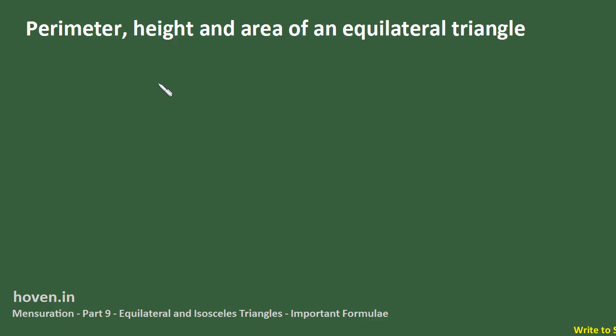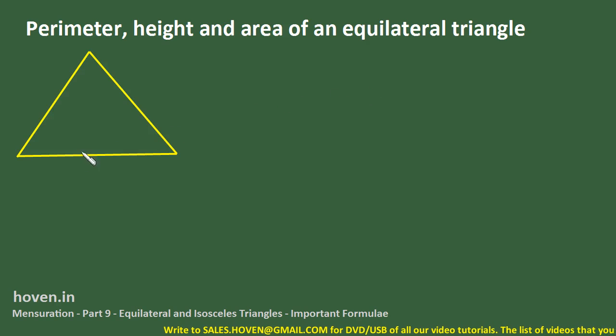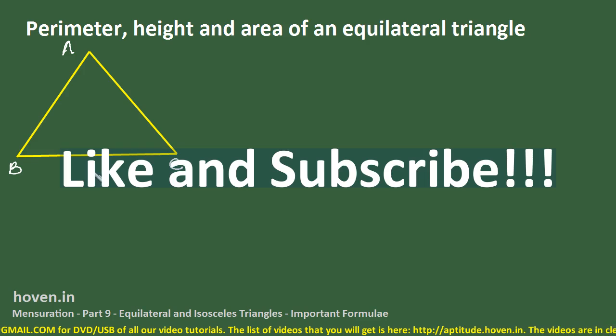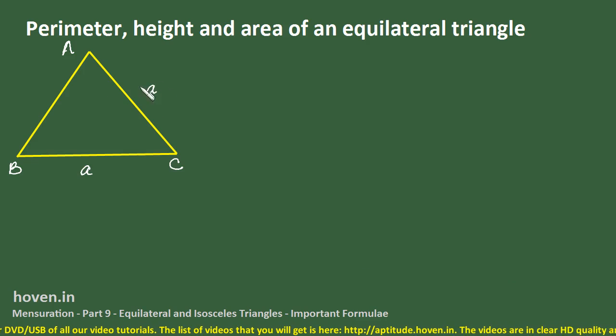In this tutorial, we shall discuss important formulas for the equilateral and isosceles triangles. We shall take up the formulas for the perimeter, height, and area of an equilateral triangle. Let us suppose this is an equilateral triangle ABC, and let us also suppose that the length of each side is equal to A units. An equilateral triangle is a triangle in which all the sides are equal.